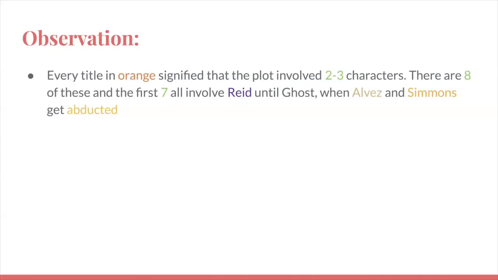And finally, something I observed was, as I explained, all the titles in orange signified the plot involved 2 to 3 characters, and there are 8 of those total, and the first 7 all involved Reid, usually Reid and JJ or Reid and Prentice, but then there was the episode Ghost when Alvez and Simmons got abducted.